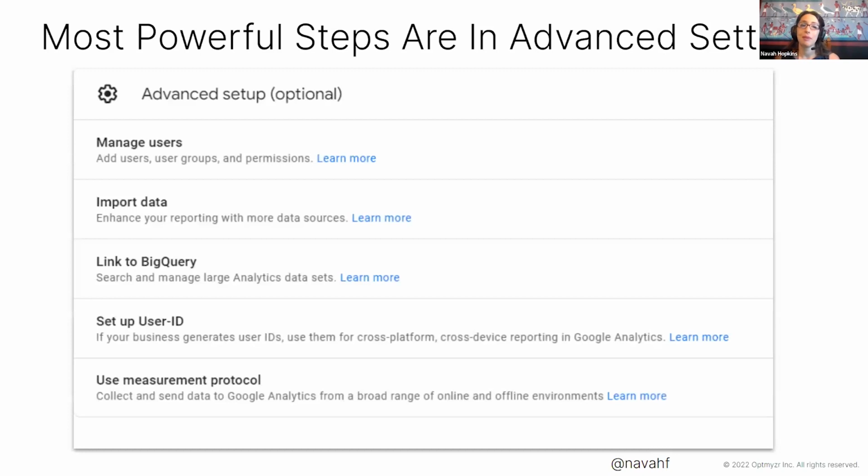I will say that some of the more important pieces, like linking to BigQuery so that you're able to set up your Looker reports, backing up your existing data, all that is under advanced. The other piece though is importing data. And this is probably the most important piece for PPC.